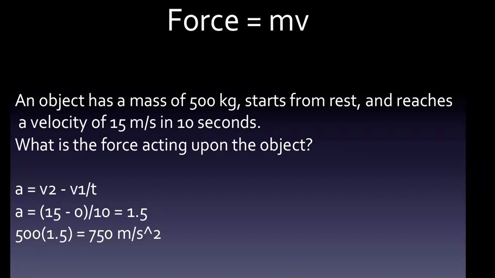Okay, and then we need to plug that back into our mass, right? Which was 500 kilograms. Multiply that by our 1.5 that we just found, and that gets us to 750 meters per second squared.